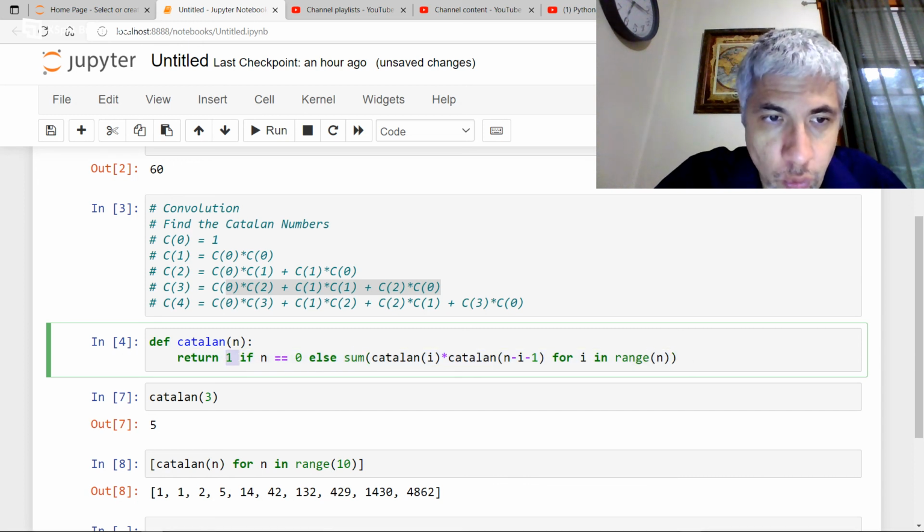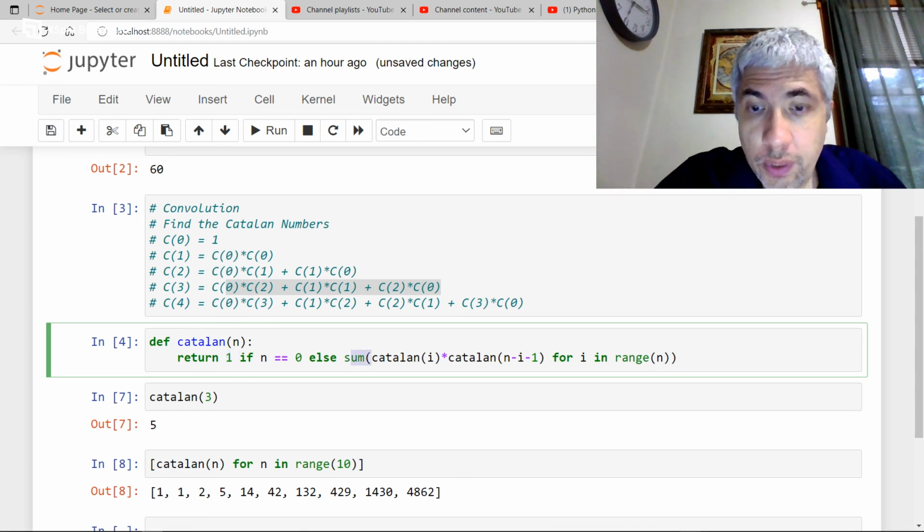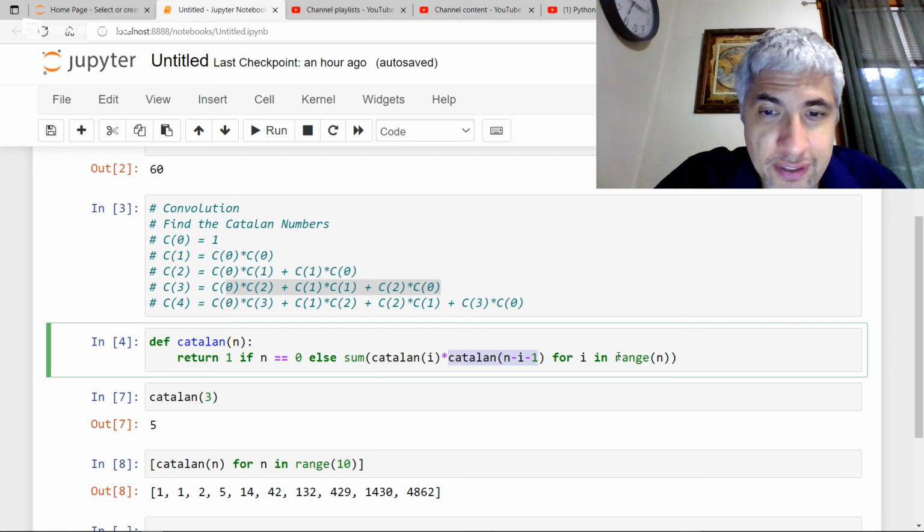I'm going to return 1 in the base case, so if it's 0, I return 1. Otherwise, I'm going to return a sum. What sum am I returning? Well, I'm going to take the Catalan numbers from 0 to n minus 1, and from n minus 1 to 0, and multiply them together. So this is a nice example showing you the power of using Python.